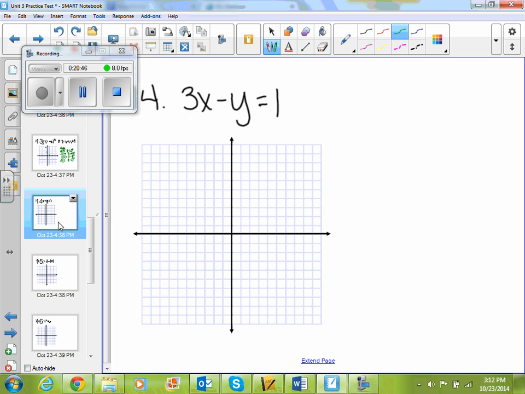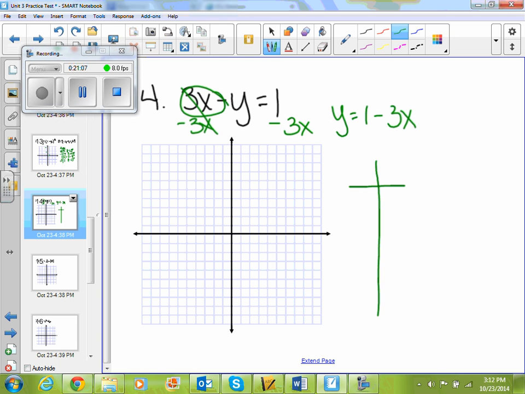Alright. So then we're going to look at somewhere it doesn't give us our domain. So how do I get rid of this positive 3x? Minus 3x. Perfect. y equals 1 minus 3x. And we get to make our own domain. 1, 2, and 3. Perfect. Easy domain.